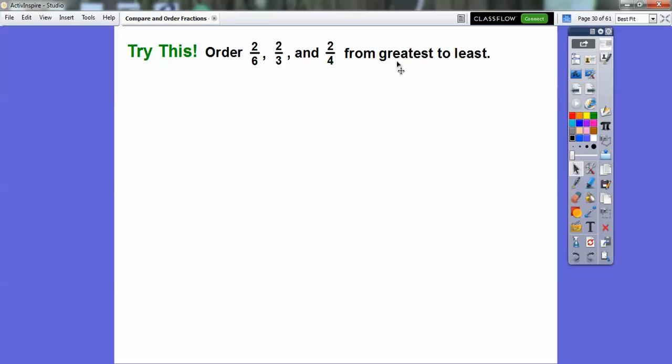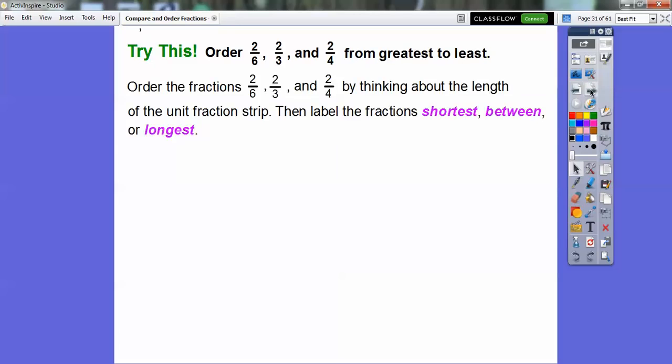So greatest means the biggest and least means the smallest. So we're going to do the biggest one first. All right, so we're going to order the fractions 2/6, 2/3, and 2/4 by thinking about the lengths of each unit fraction strip. So then we're going to label the fractions: the shortest, the one that's in between, and which one's the longest right here.